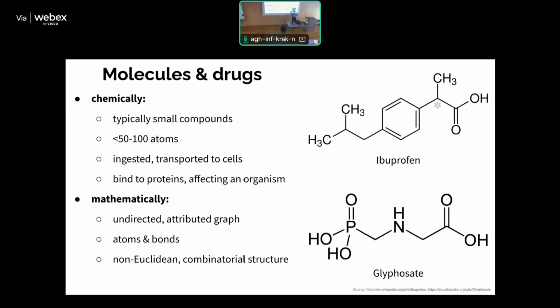So mathematically, we can see the molecules as undirected but attributed graphs, where we have atoms, we have bonds, we can describe them in some way. They are non-Euclidean combinatorial structures, right? They are not vectors, they are not arrays. We have to process them in some way that takes into consideration that those are molecules.